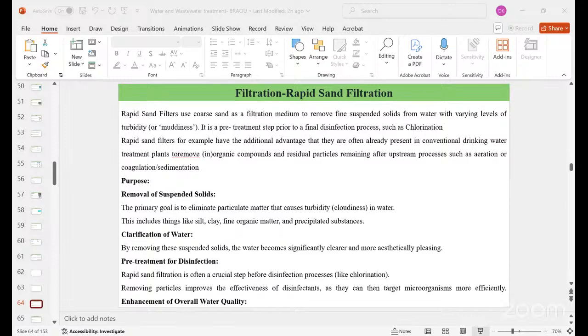One is gravity filtration, where the process relies on gravity to pull the fluid through the filter. And pressure filtration, which uses applied pressure to force the fluid through the filter. So we will be applying some kind of centrifugal force, or a pressure pump, whatever it is, in order to force the liquid to pass through the filter.